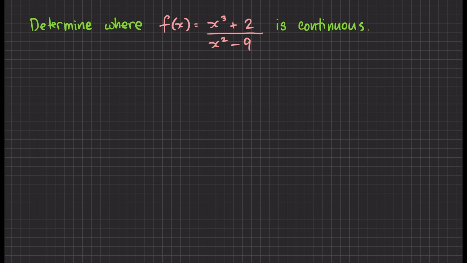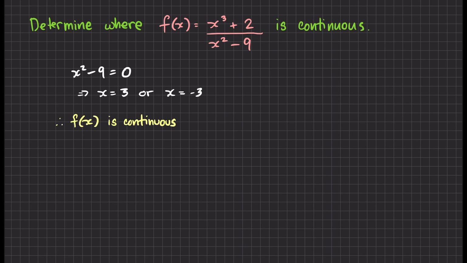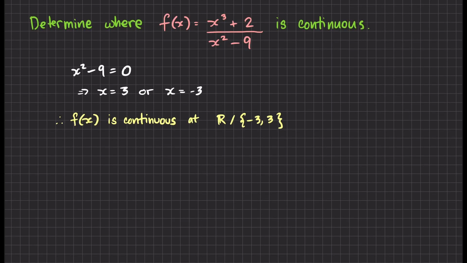Ang titignan na lang natin ay kailan ba magiging undefined yung rational function natin. So this will be undefined when the denominator is equal to 0, and the denominator will be equal to 0 whenever x is equal to 3 or x is equal to negative 3. Therefore, our function is continuous everywhere except at 3 and negative 3. So we'll use the set of real numbers except the elements negative 3 and 3.